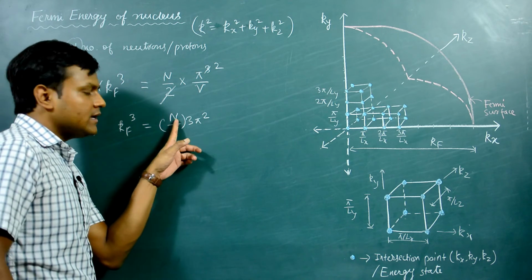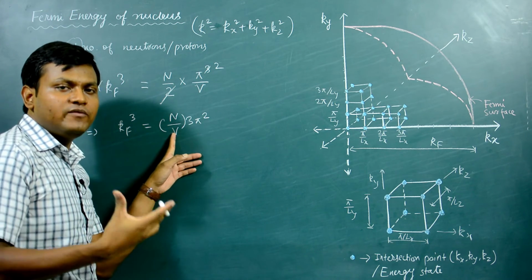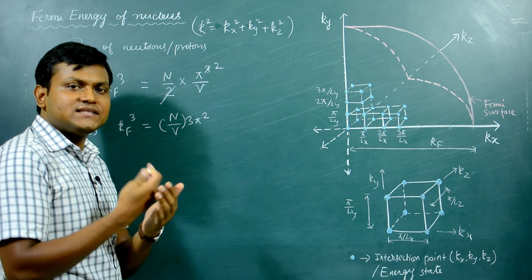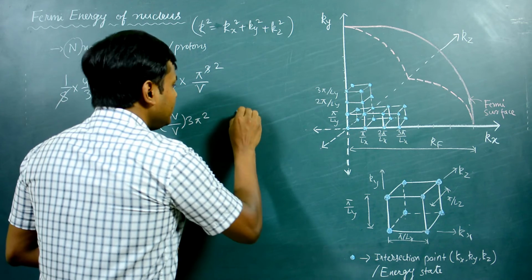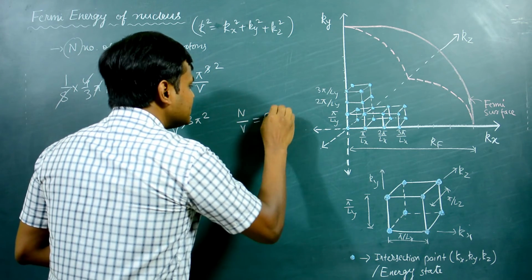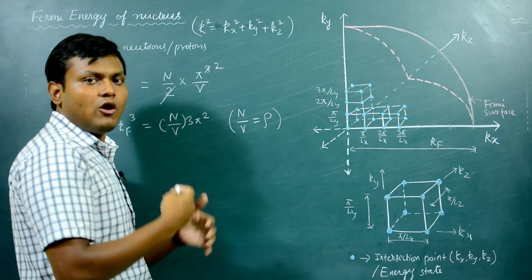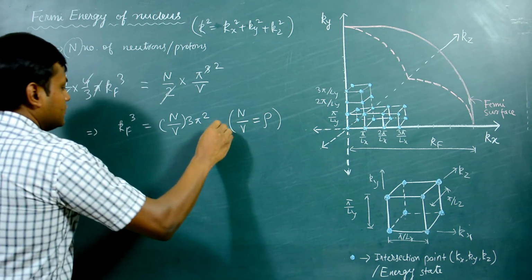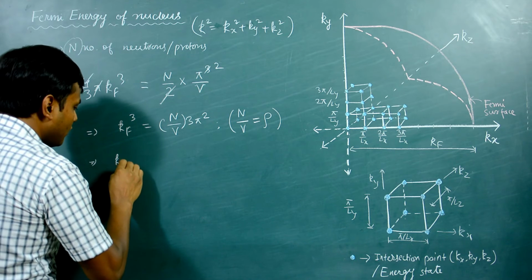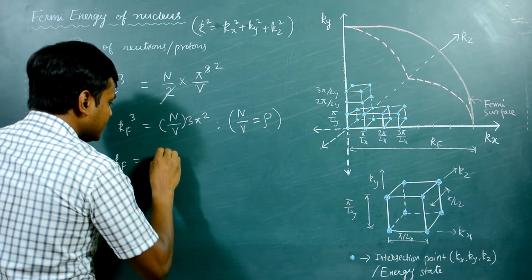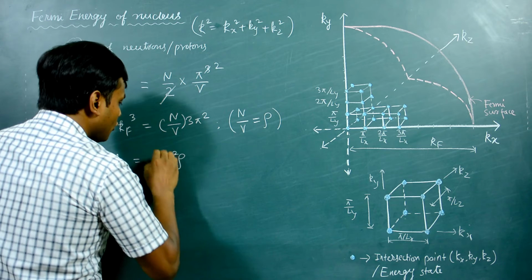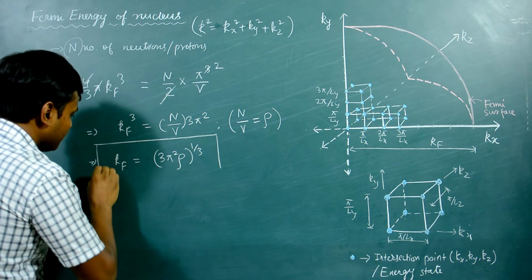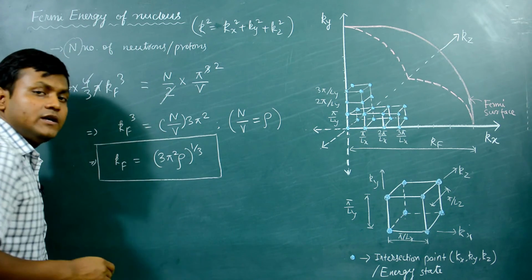Now in this case, n is the number of neutrons and v is the volume of the potential. So n by v can simply be referred to as the density of the neutrons, and how it distributes itself in the potential volume. So kf is now basically (3 pi square rho) to the power 1/3. So this is what you can say is the radius of the Fermi surface.